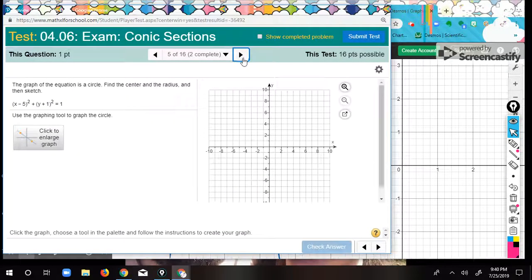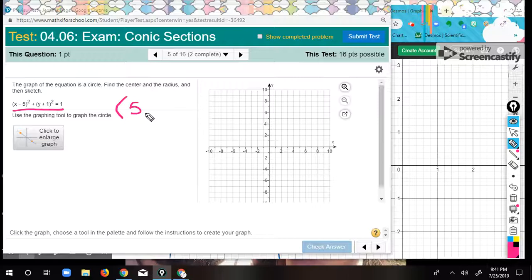Okay, this is going to be a circle. Find the center. So this one we really don't need to graph in Desmos, but you can. It would show you the same thing. Remember, the center of the circle is the opposite of whatever's in there next to x and y. So the opposite of x is 5. Opposite of y is negative 1. And then the radius is going to be the square root of whatever's after that equal sign, which is 1.